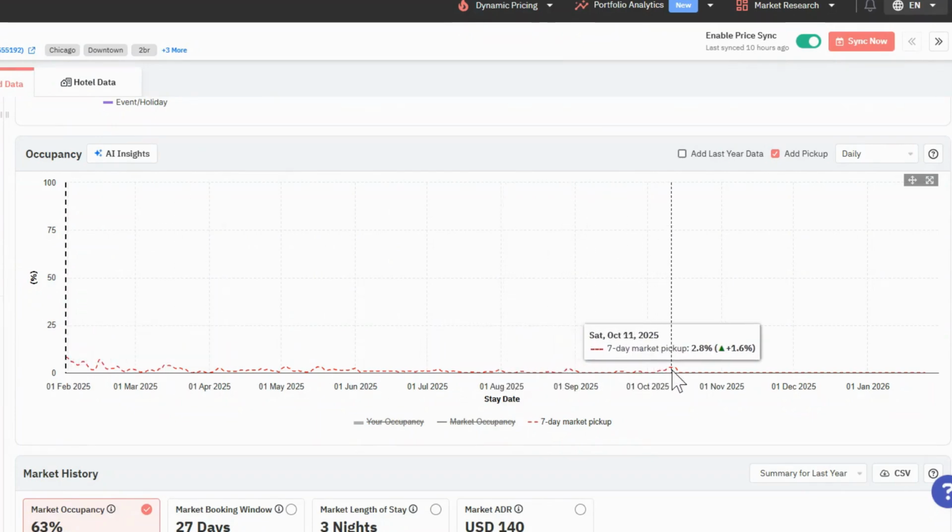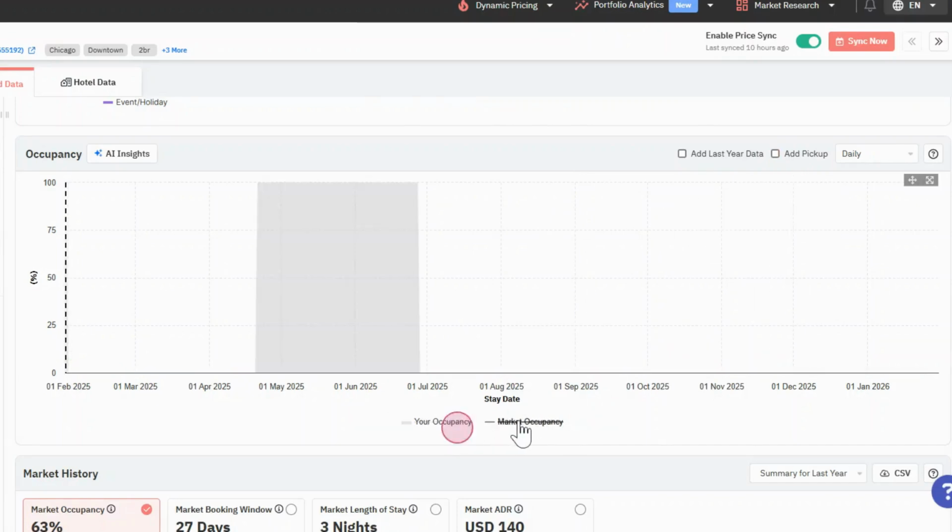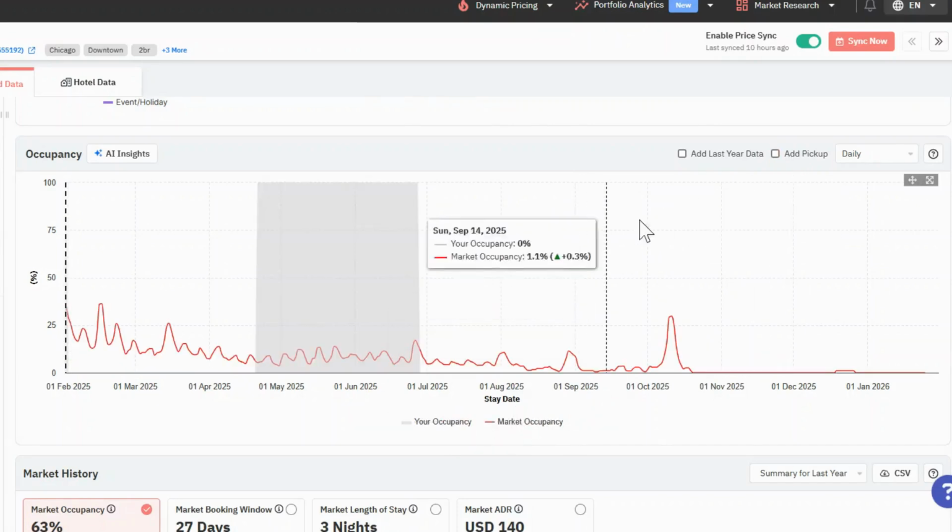If we look closer, we'll notice bookings for future dates. PriceLabs takes this information into account to ensure your prices are appropriately adjusted for these dates, as activity here indicates a change in your market conditions. Now, let's turn off pickup and show market occupancy and our occupancy.